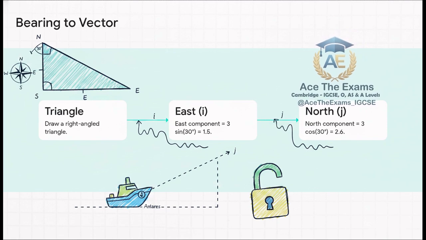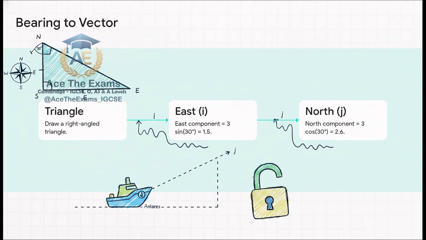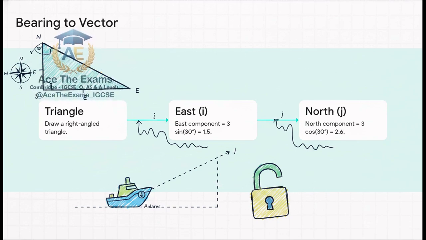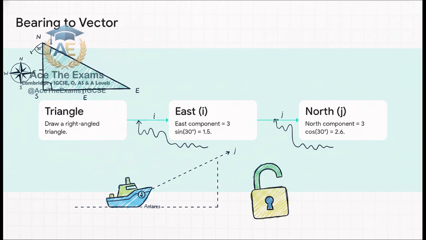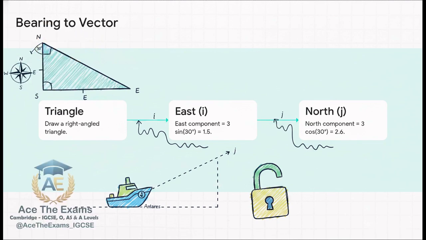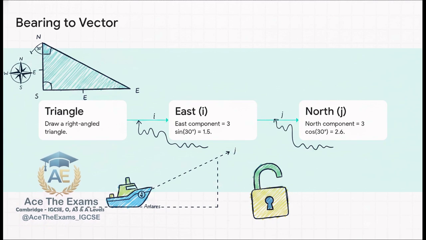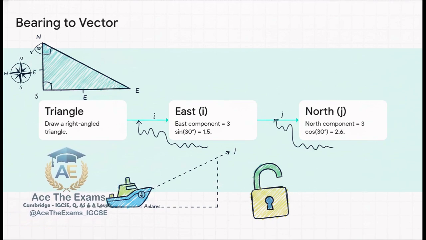To find the east component, which is your i direction, sitting opposite that 30-degree angle, we use the sine function. 3 multiplied by sine 30 gives us exactly 1.5. To find the north component, your j direction, which is adjacent to the angle, we use cosine. 3 multiplied by cosine 30 is 2.6. We link it all together. The Antares velocity vector is 1.5i plus 2.6j.